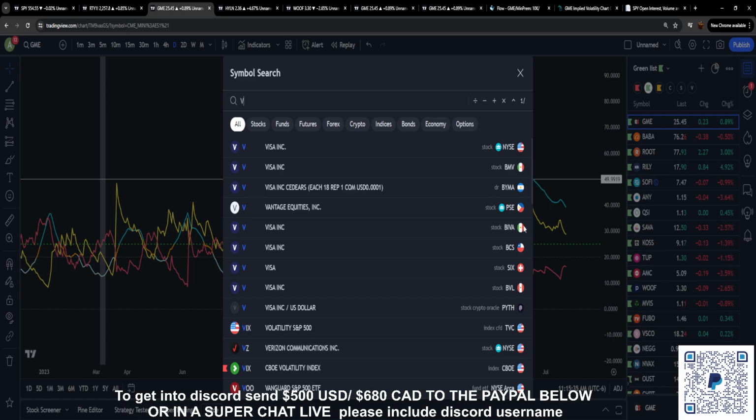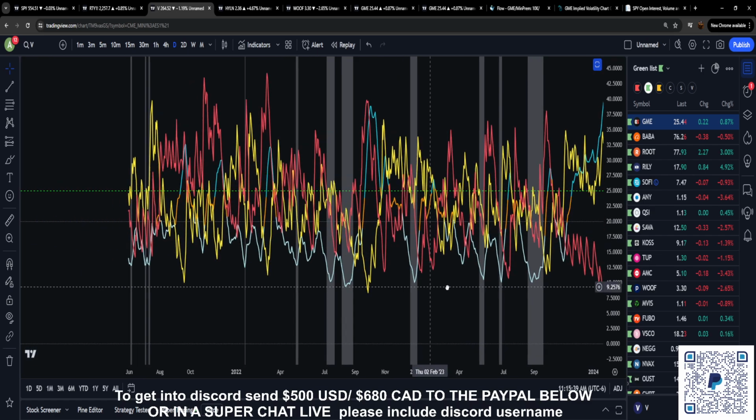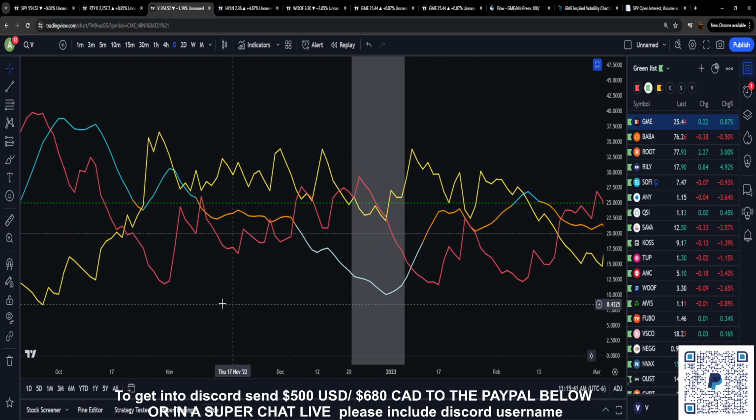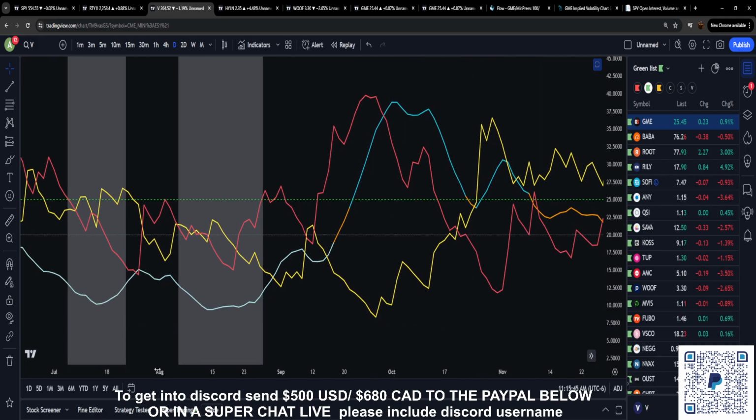What's a V stock? Yeah, let's do Visa. That's a good one. All right, and we'll do this little range of price action right here. You guys have heard me explain it and describe it like this before.